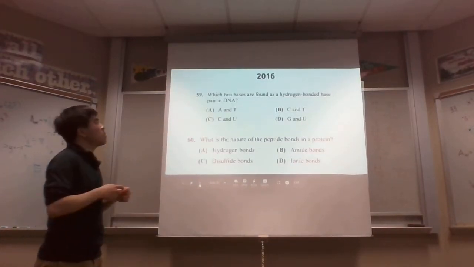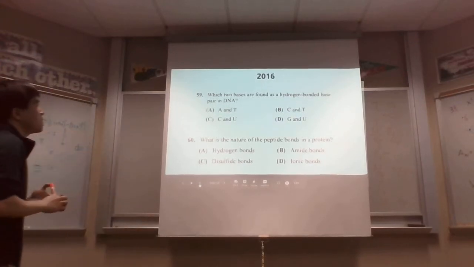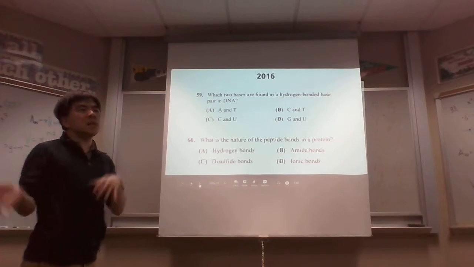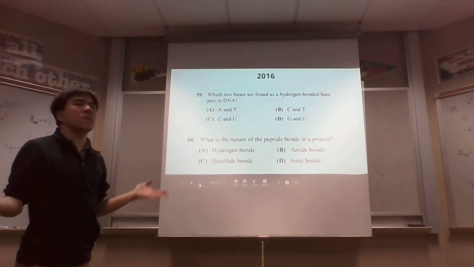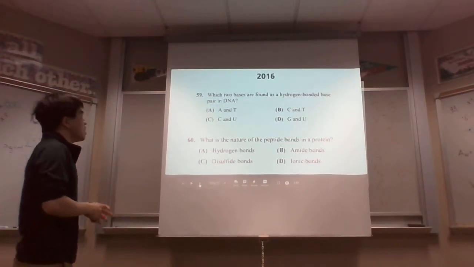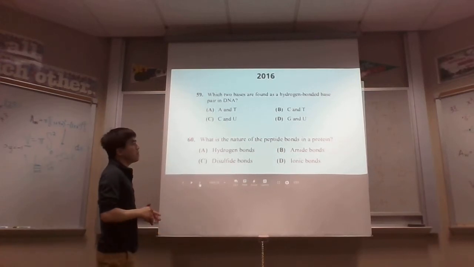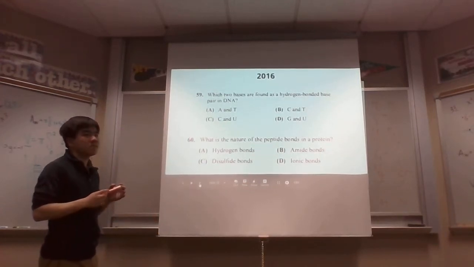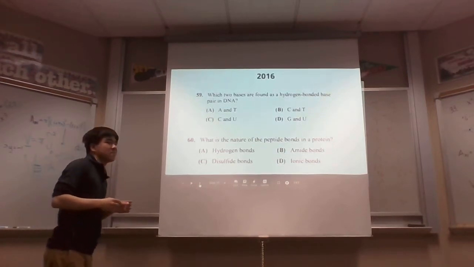2016, what two forms are found? Bases are found as hydrogen-bonded base pairs in DNA. So A bonds to T, C bonds to G. You just have to memorize that. Also in RNA, U replaces T, so wherever you see a U, that's for RNA, it has to be A and U.